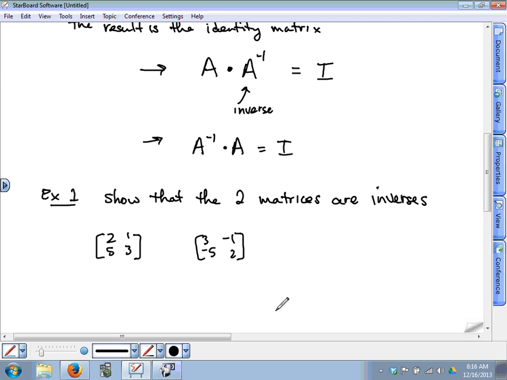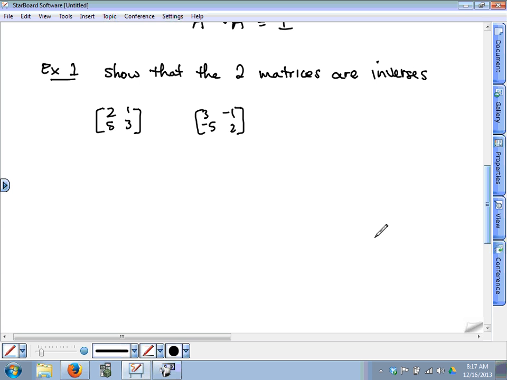How do we do that? Which order do we have to multiply them in? We have to do both. This one times this one and this one times that one. You have to show that both directions of the multiplication give you the identity matrix. So this is a two-part problem. So for part A, let's do the first one, 2, 5, 1, 3, times the second one.